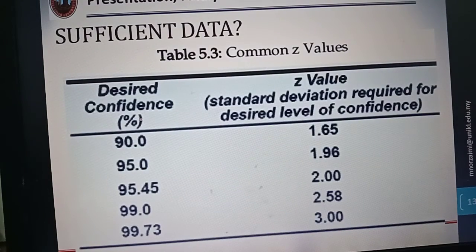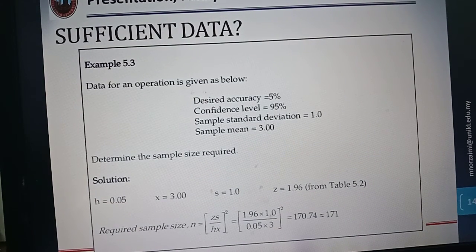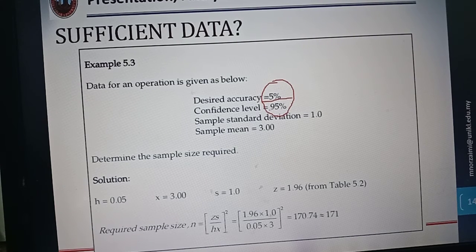Let's see the example. The data operation is given below. The desired accuracy is 5%, and the confidence level is 95%. There is no formula to calculate this one; it depends on you. Some people use 95%, some use 99%, some use 90%. It depends on how confident you are in the data you collect. Normally people use 95% as the confidence level. If the confidence level is 95%, the desired accuracy is 5%. If the confidence level is 98%, the desired accuracy is 2%.